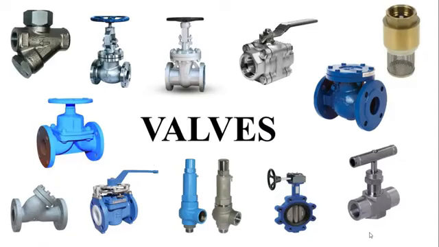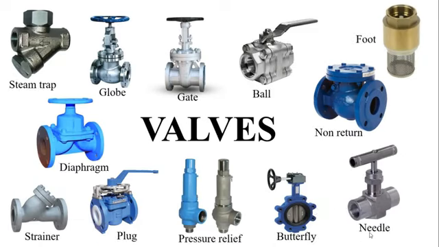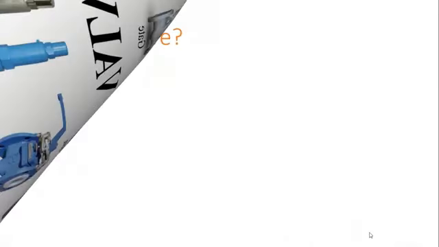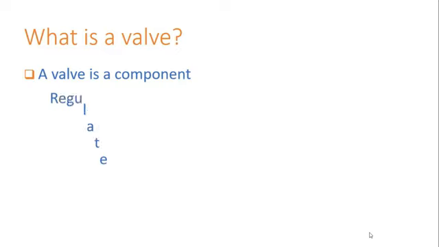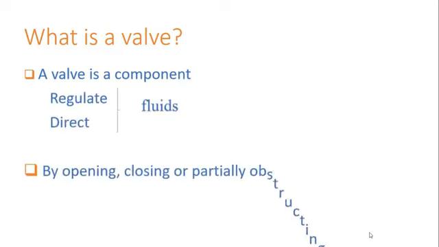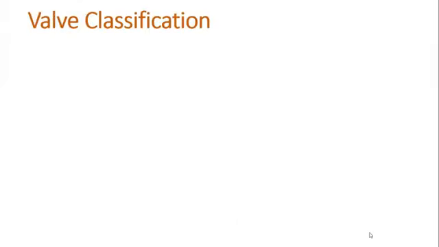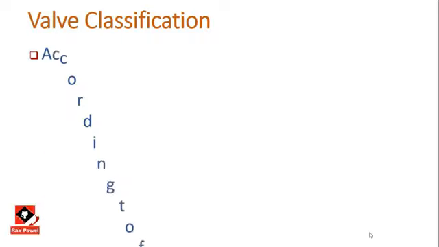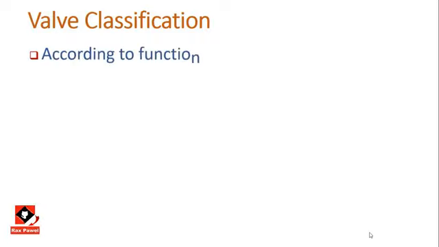Today we are going to talk about all kinds of valves and their functions. What is a valve? A valve is a component used for piping networks to regulate or direct the flowing fluid by opening, closing or partially obstructing. Valve classification can be done in two ways. First one is according to function. It means how the valve is going to affect the process or how it changes the flowing fluid.